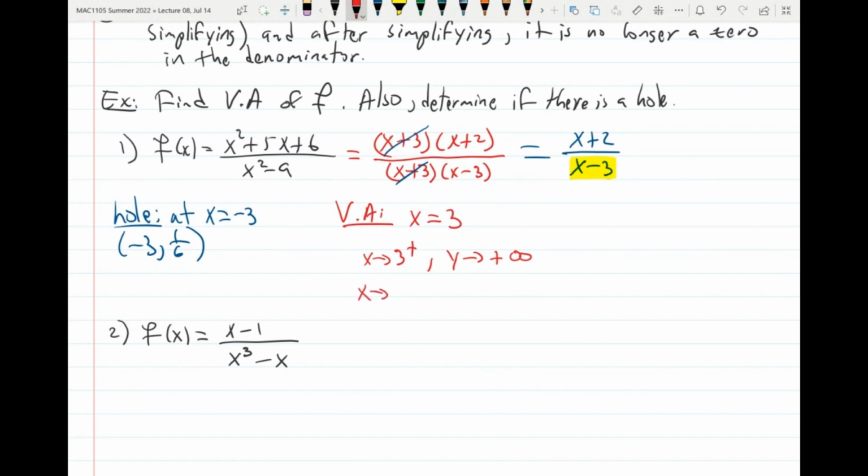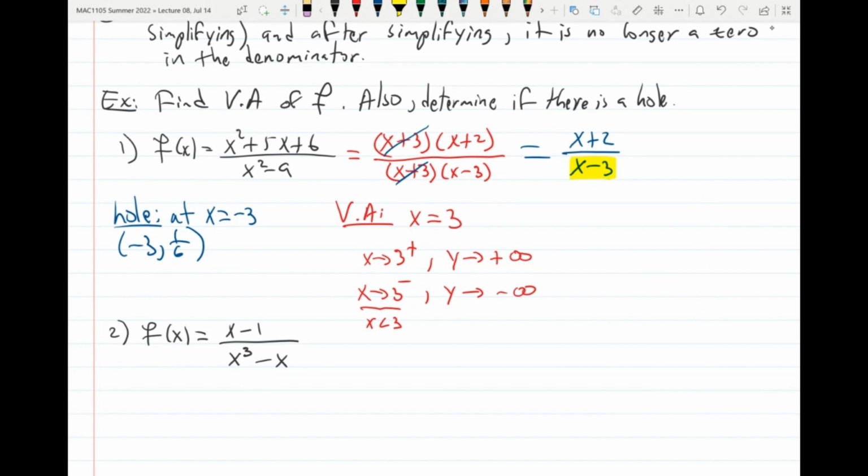And then similarly, if you're getting close to 3 from the left, what's happening? In this case, x is less than 3, so x minus 3 is negative, right? So you have a positive over a negative, that's a negative, so that's negative infinity. So when you graph, you already know that this is the line x equals 3. Your function is going to do this to the left, and this to the right of 3. At least that portion of the graph, you get it done. Questions?